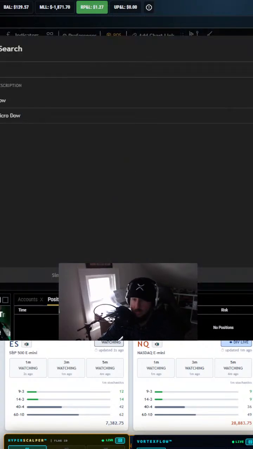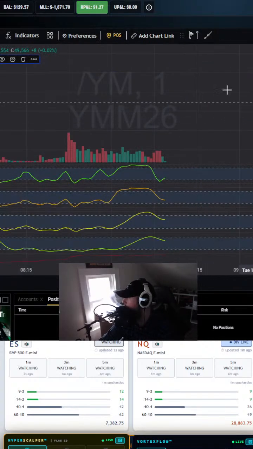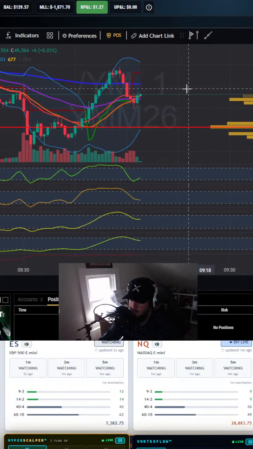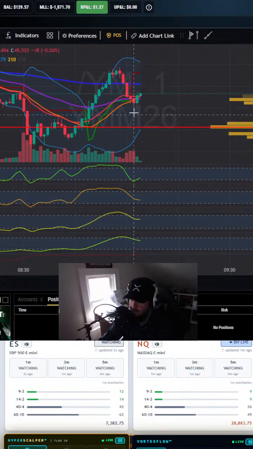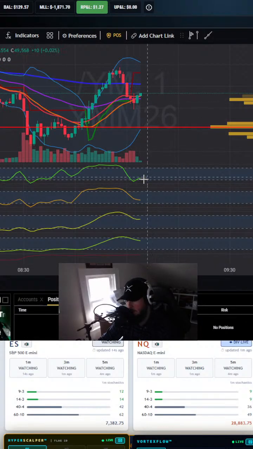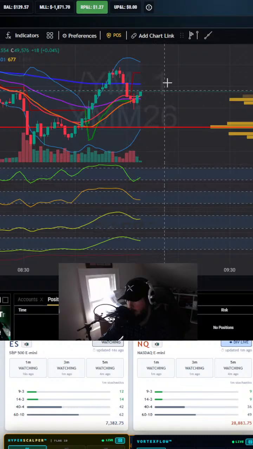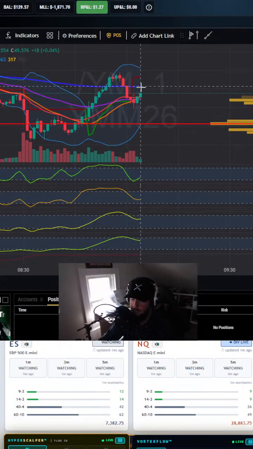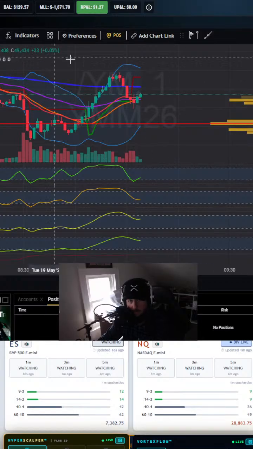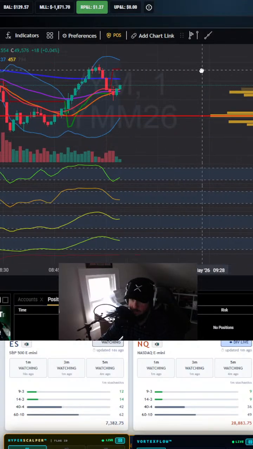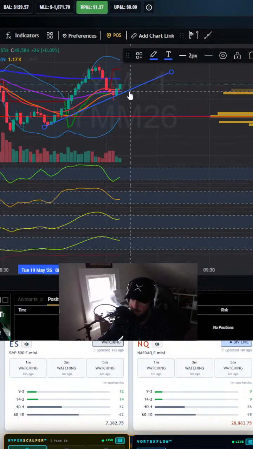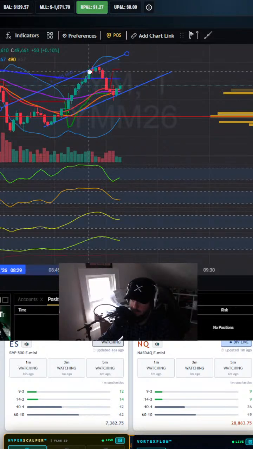The YM is also trending up, I believe. This is the Dow Jones. There might be a slight opportunity to scalp here, but I don't like that these are going lower. And we're under the 200-day moving average. But we're in a positive structure here, a bullish structure.